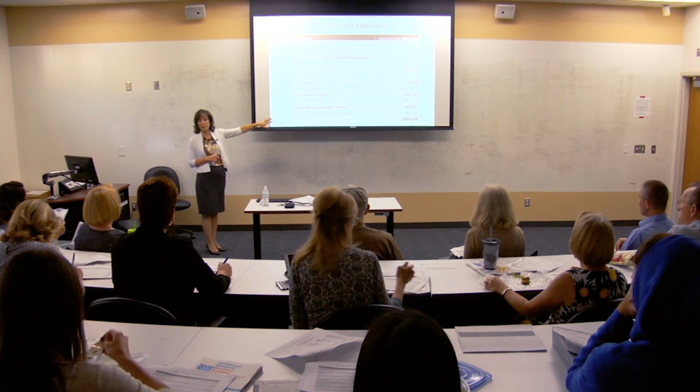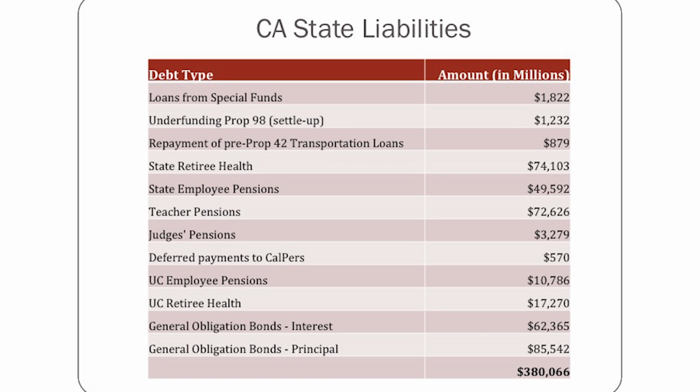So our total outstanding debt for the state is $380 billion. And if you compare that with 2 slides ago, that's about double our current annual budget. So we spend about $176 billion. We owe an outstanding debt of about $380 billion. So if you do the math, we owe 2 times more than we spend in a given year.